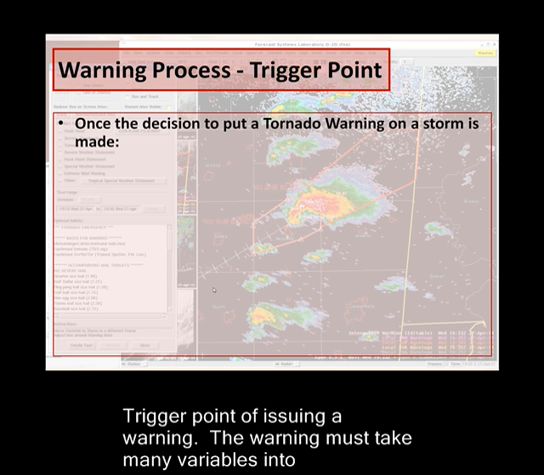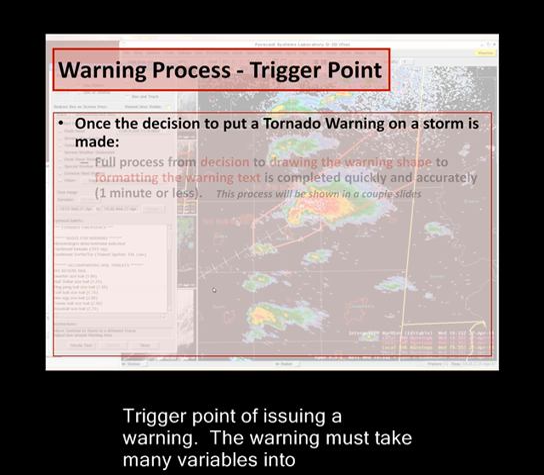So once we reach that trigger point, once the decision to put a tornado warning on a storm is made, the full process from decision to drawing the warning shape to formatting the warning text is completed quickly and accurately. Generally, this whole process takes 1 minute or less.